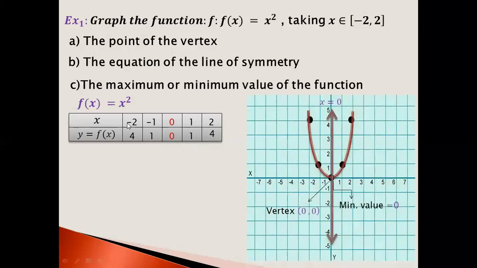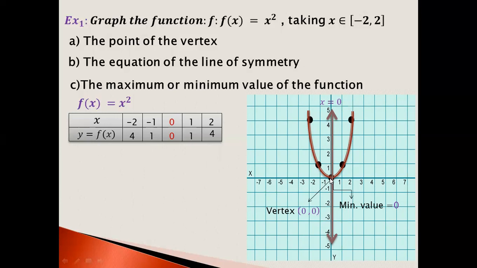Now we can plot these ordered pairs in the two coordinates, x-axis and y-axis. The first ordered pair is (-2, 4), and its location is here. And the second ordered pair, (-1, 1), is located here. Its first projection is -1, and second projection is +1. And the ordered pair (0, 0) is located in the center here.